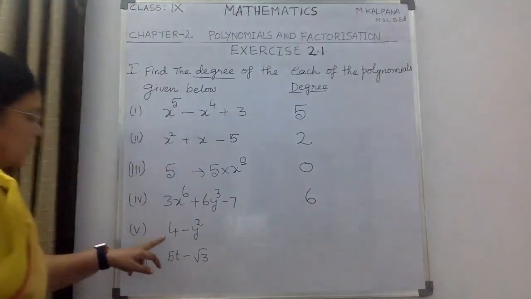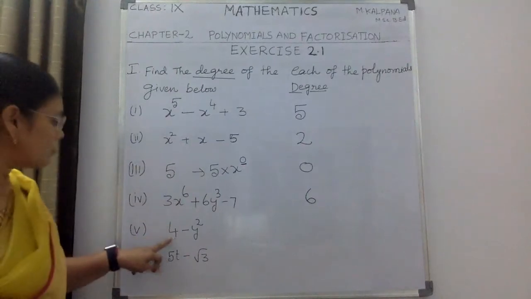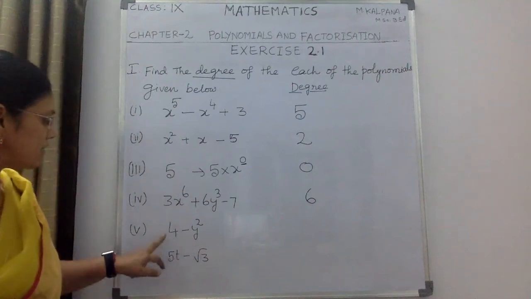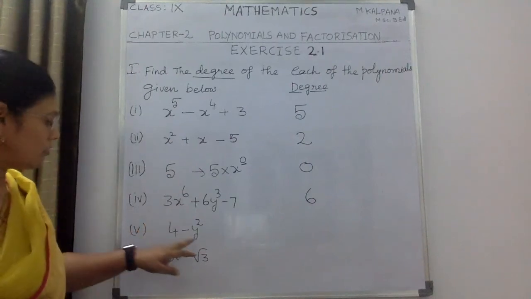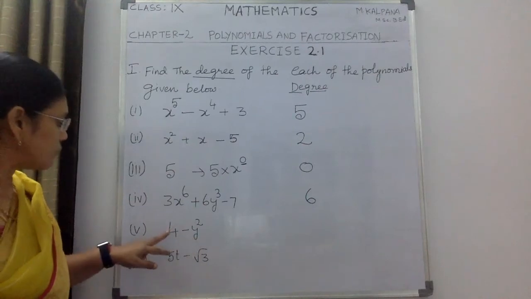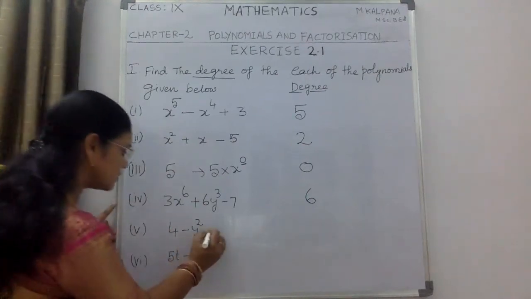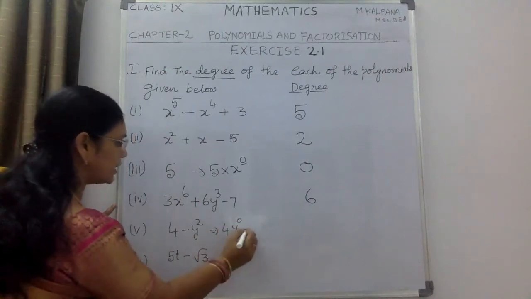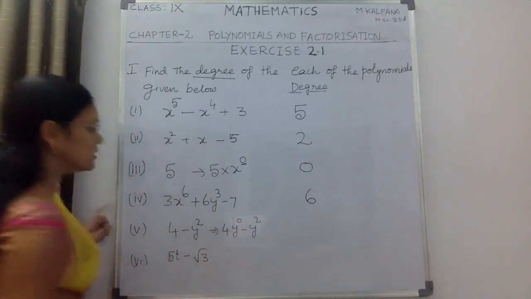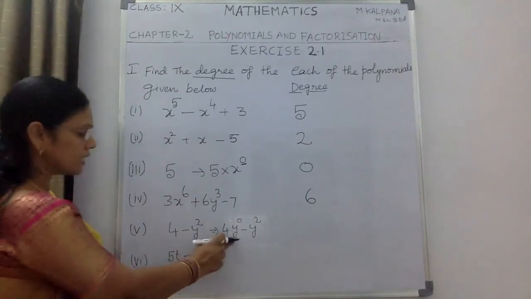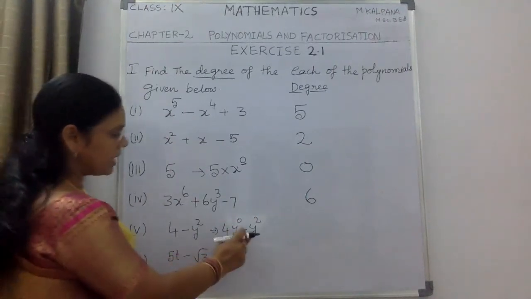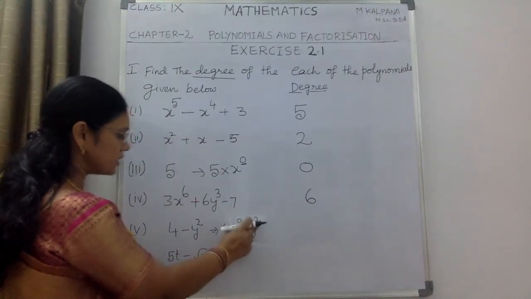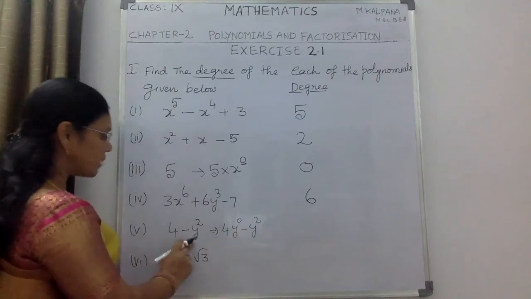Now the fifth question in the first bit, 4 minus y square. What is the variable here, children? y is the variable. And even 4 can be represented as 4 into y to the power of 0, minus y square. What is the highest degree here? The degree of the first term is 0 and the degree of the second term is 2. So we can say 2 is the degree of 4 minus y square.